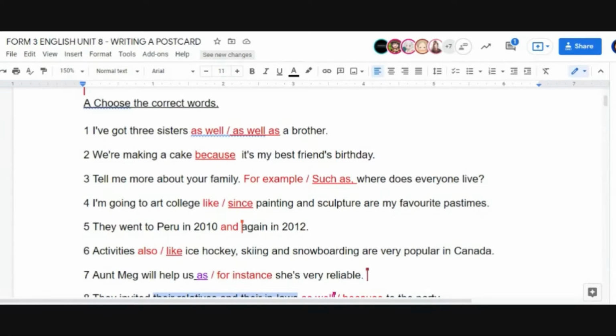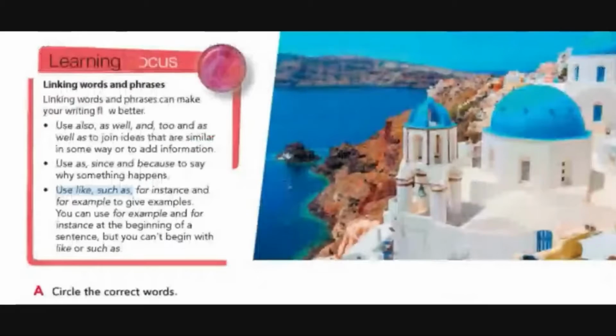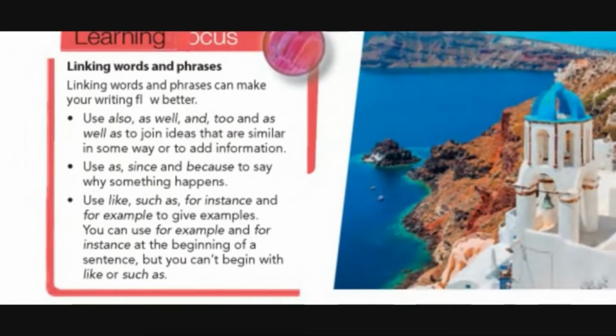Okay, number 2, we're making a cake because it's my best friend's birthday. Okay, good. Number 3, tell me more about your family, such as where does everyone live? Okay, everybody agree with this answer for number 3? Now look at number 3. Is the answer correct? Let's look at the learning focus that we have read just now. Okay, look at your textbook again. You look at learning focus. Okay, look at the point for giving example, the third bullet point. Can everyone see?